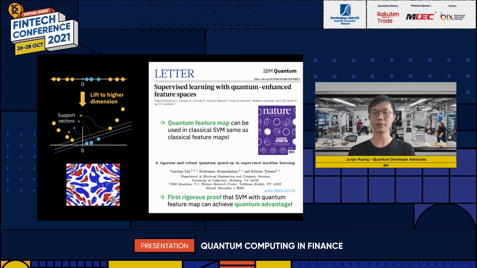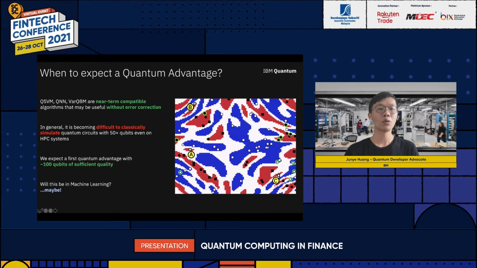But later last year, we have a very rigorous proof that support vector machine with a quantum feature map can actually achieve quantum advantage, meaning that a quantum computer can calculate better or more efficiently than a classical computer for some problems using this support vector machine with a quantum feature map. So when can we expect a quantum advantage using quantum machine learning? Here are a few different quantum machine learning models. I only mentioned quantum support vector machine, but there are also quantum neural networks and quantum Boltzmann machines. The good thing about them is they're near-term compatible, meaning, as I showed you in the demo, that you actually see errors in the near-term quantum computers.